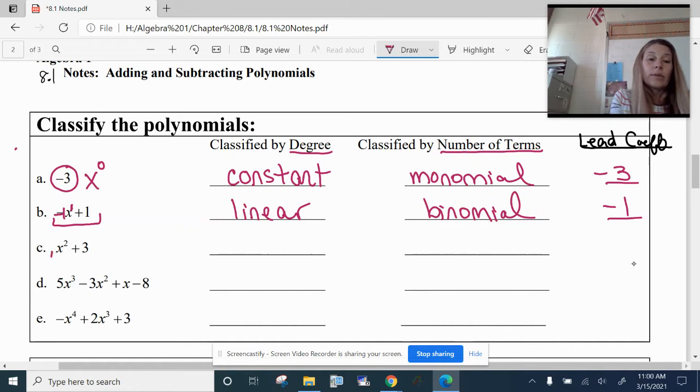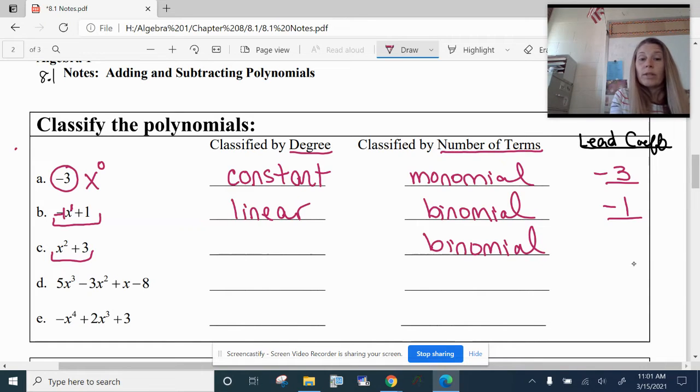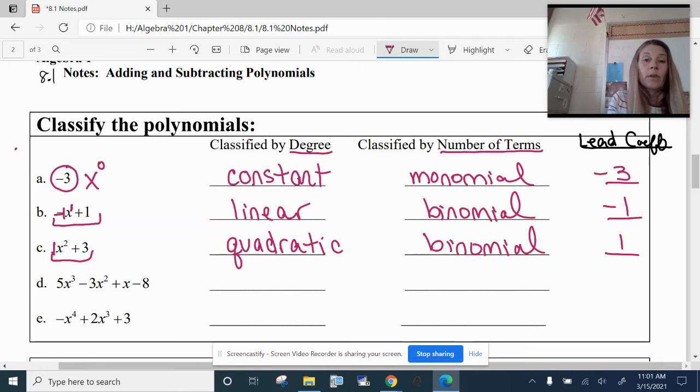Okay, the next example is also a binomial again because there's 2 terms being added together. But the first term here this time has a square on it, which is the exponent of 2, and that is known as quadratic. And the lead coefficient here, you don't see a number there, so we know it's just 1.